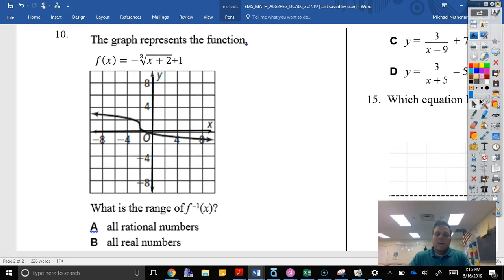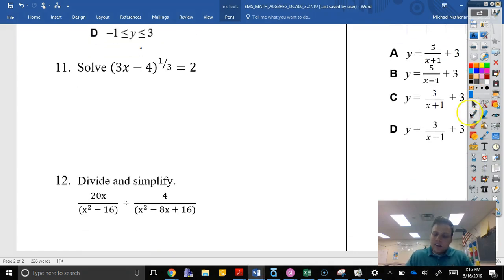Problem number 10. The graph represents the function. It gives me the function right there. And it even graphs it for me. But it says, what is the range of the inverse? It does not want the range of this guy. It wants the range of this guy's inverse. Well, what do we know about inverses? All you do is switch x and y. So what is y if I was of the inverse? Well, it's the domain, the x of the original. So I'm just looking at the domain of the original to get the range of the inverse. So what is the domain of this guy? It's all possible numbers. So that would be the range of this guy. So it would just be B.